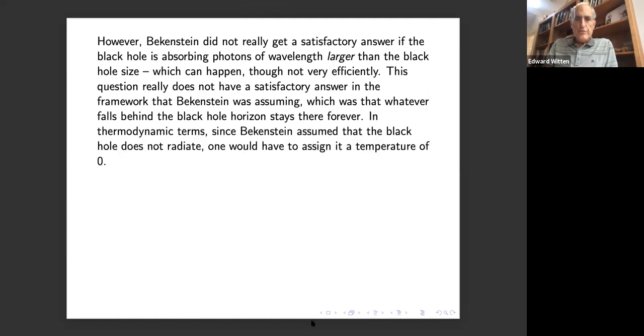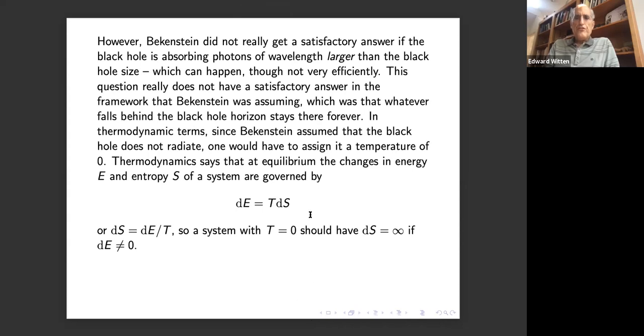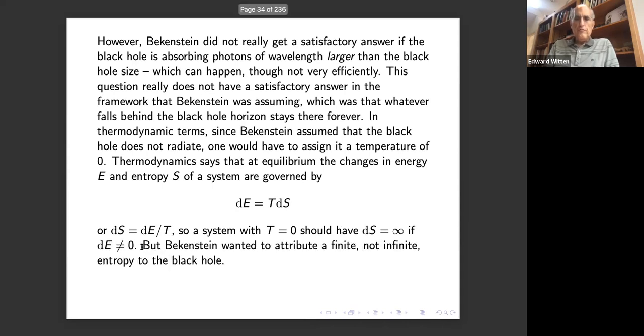In thermodynamic terms, since Bekenstein assumed that the black hole does not radiate, he would have to assign it a temperature of zero. Now, thermodynamics says that at equilibrium, the change in energy and entropy will obey dE equals T dS. So dS should be dE over T. So a system with T equals zero should have dS equals infinity if dE is non-zero. But Bekenstein wanted the black hole to have a finite, not infinite entropy.